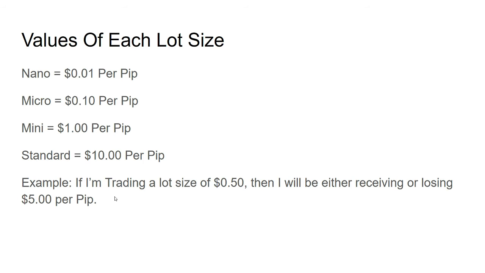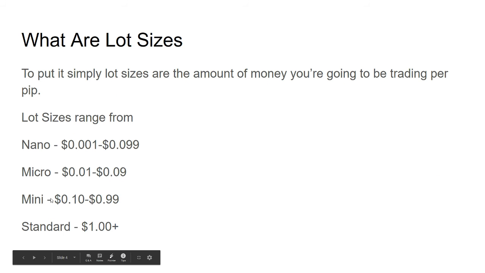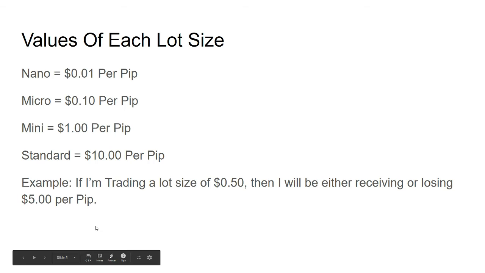So for example, if I'm trading a lot size of 50 cents, then I will be either receiving or losing $5 per pip, because 50 cents is a part of a mini lot. You feel what I'm saying? 10 cents all the way up until 99 cents for the mini lots. And then once it goes up to $1, that's when it's going to be worth $10 plus. So if I'm trading $2, I'm going to be trading for $20 per pip. So yeah, that's how it goes.